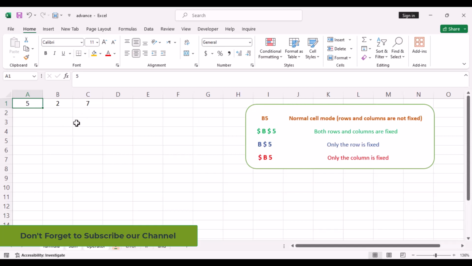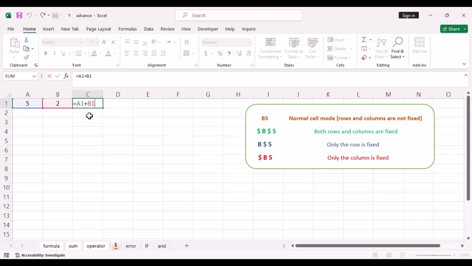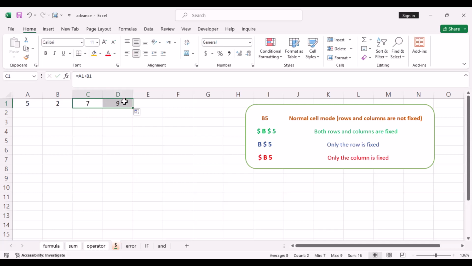Here, cell C1 is equal to A1 plus B1. Now, if we copy the formula of cell C1 one cell to the right, for example D1, all the cells related to C1, which are B1 and A1, will also move in the same direction, one cell to the right. Therefore, the formula of cell D1 is equal to B1 plus C1.